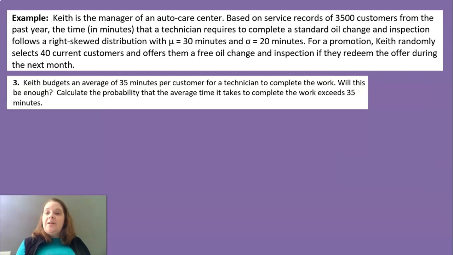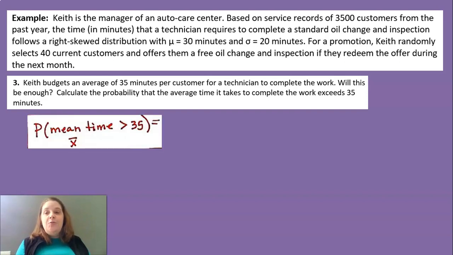All right. Now, Keith budgets an average of 35 minutes per customer for a technician to complete the work. Will this be enough? So calculate the probability that the average time that it takes to complete the work exceeds 35 minutes. So I know I can't calculate the time that one customer will exceed 35 minutes, but could I do an average, a mean time greater than 35 minutes?